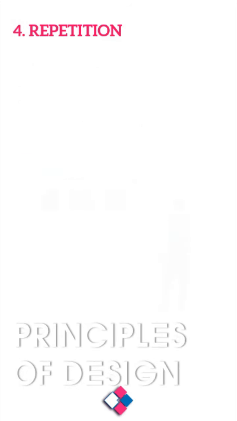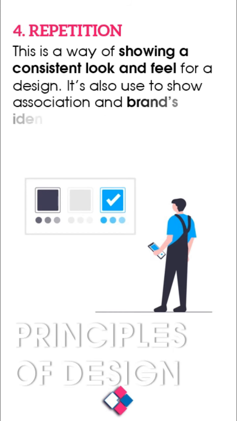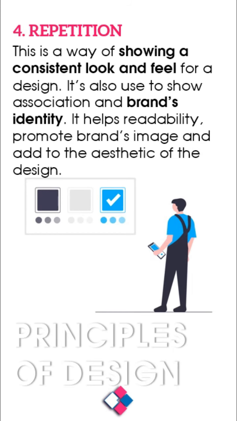Repetition. This is a way of showing a consistent look and feel for a design. It is also used to show association and brand identity. Now, if you take note of this whole slide that you have been watching from the beginning, you will have been seeing some kind of repetition in the colors I'm using, in the text I'm using, in the way I position my elements. That is simply what is called repetition. It is a way of creating an identity for your work.